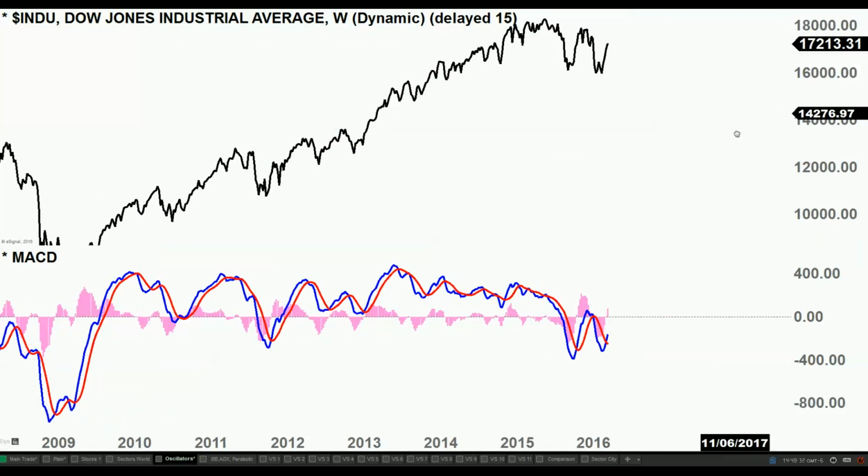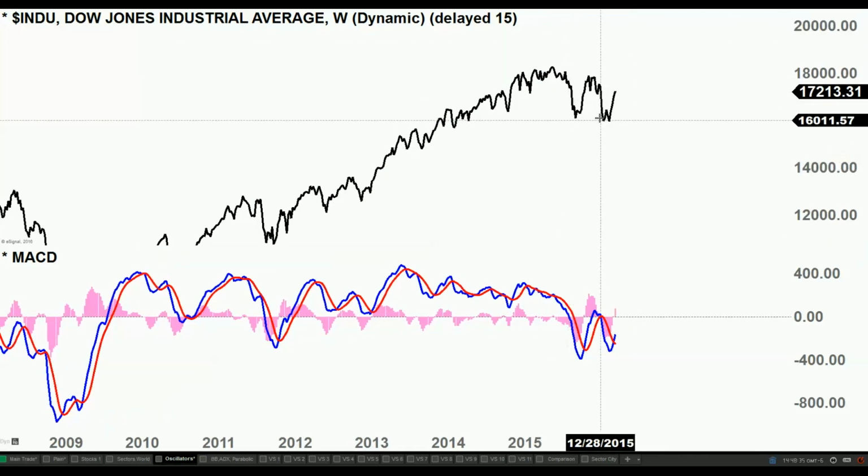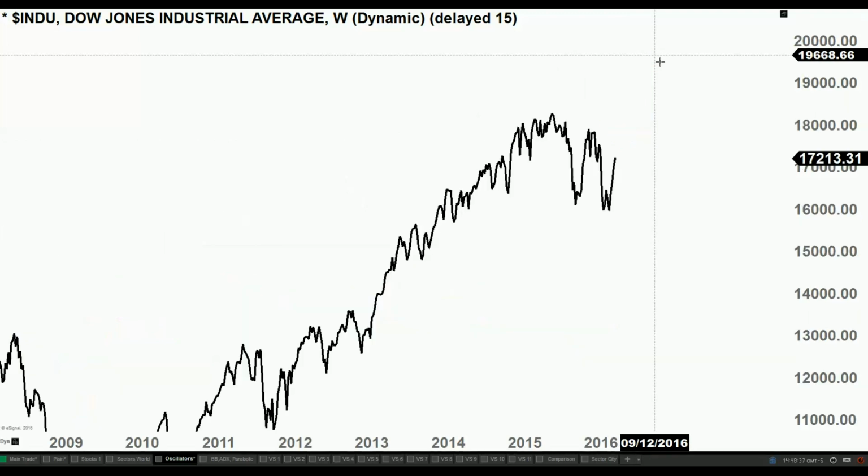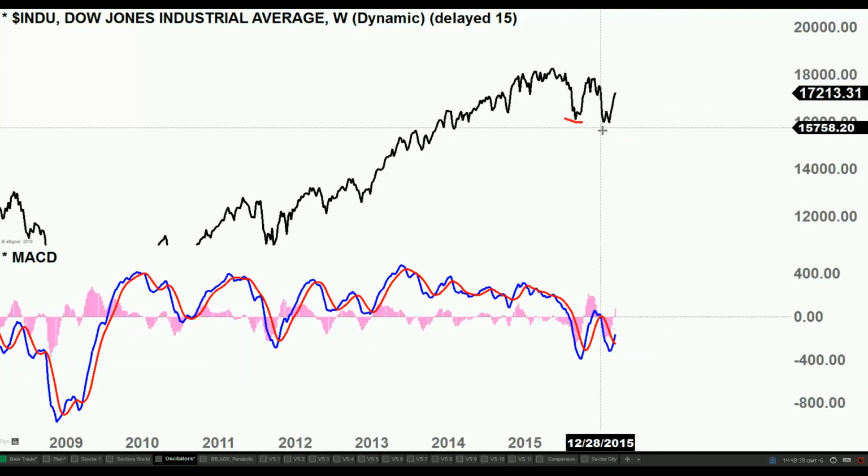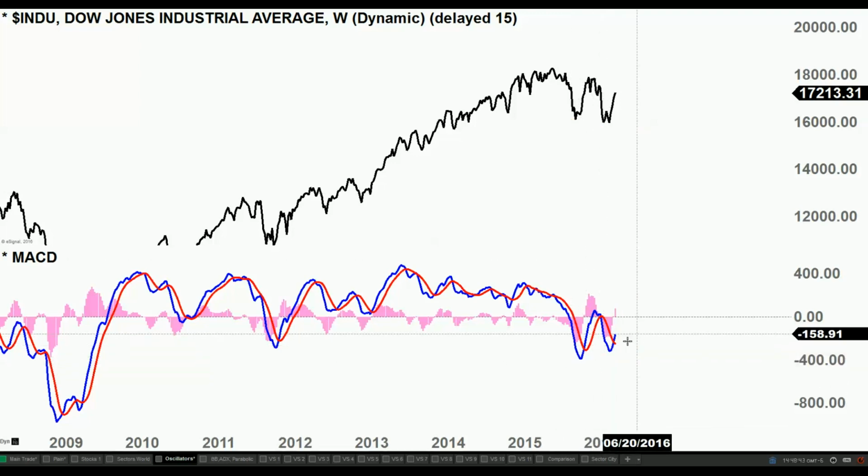We have something similar again. It's more subtle though. It's not a complete lower low on the Dow Jones, but just a tiny bit lower low there. But we do see a slightly higher low happening on MACD.